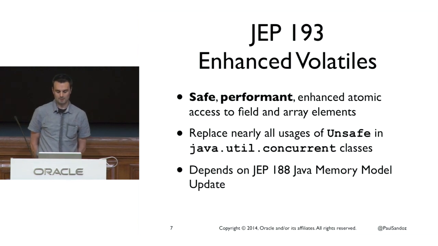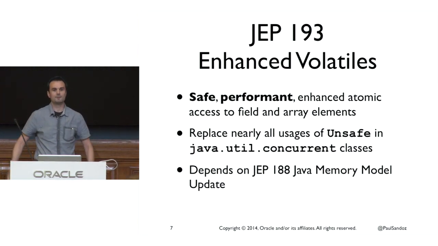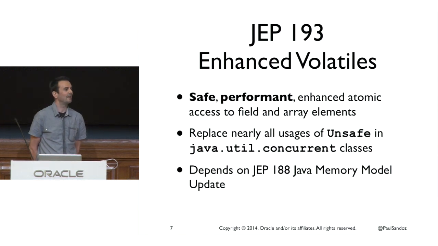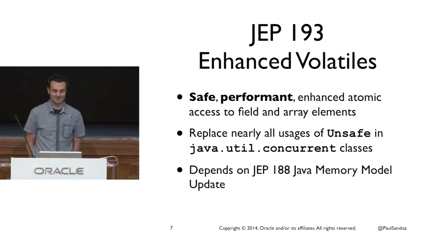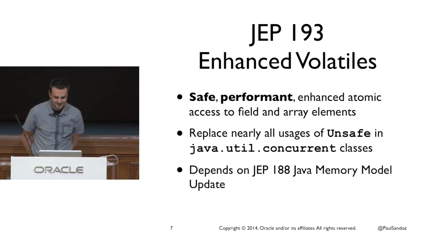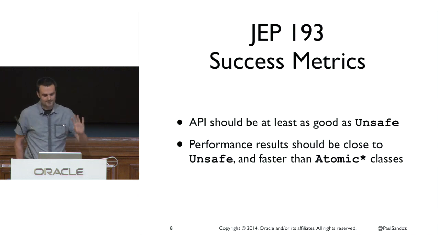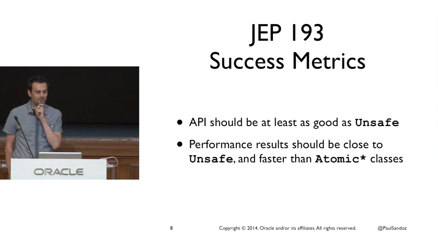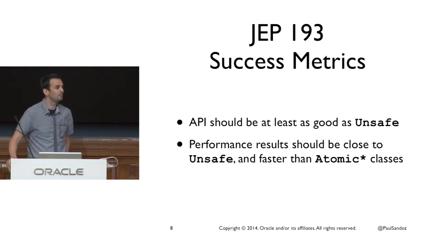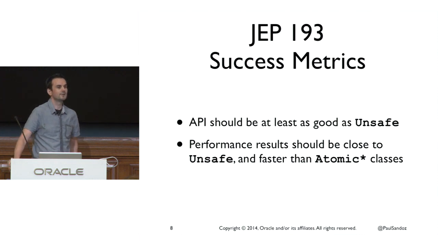And it depends on JEP 188, the update of the Java memory model. There are some very heavy ongoing discussions in there, which are somewhat above my head in some cases, but there's some movement going on, and there's going to be some enhancements to say what a compare and set means in the actual Java memory model. So, the success metrics. If we design an API, it should be at least as good as unsafe, and performance should be as close to unsafe as possible, but definitely faster, with better dynamic overhead than the atomic classes we have today.